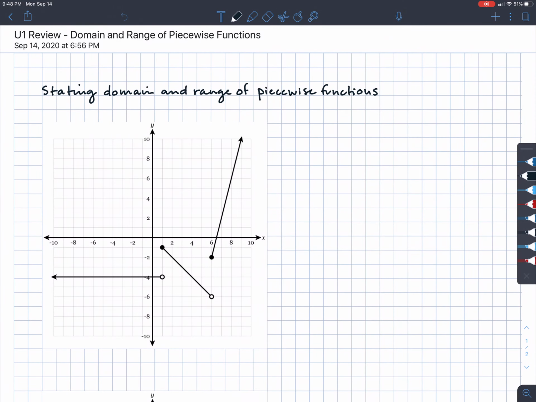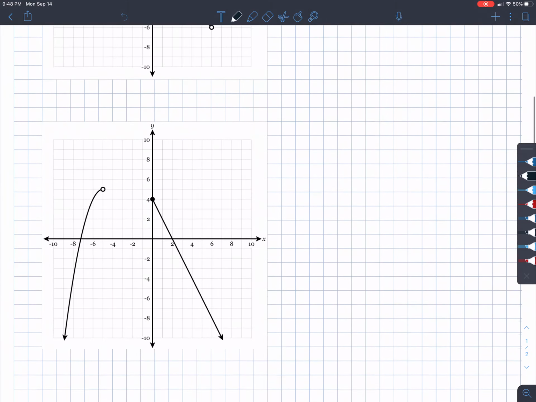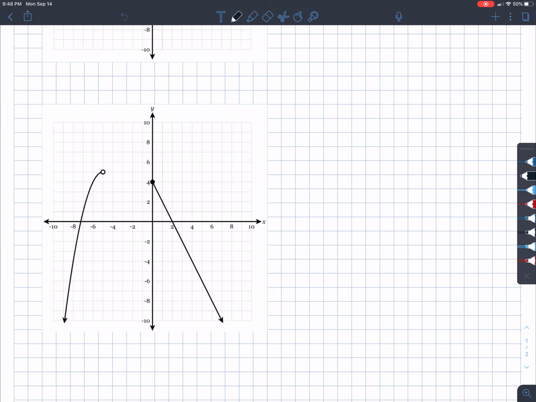Hey everyone, so this video is going to describe how we can state the domain and range of piecewise functions. So we're going to look at two different graphs here and talk about how we are going to describe the domain and range of each of them.